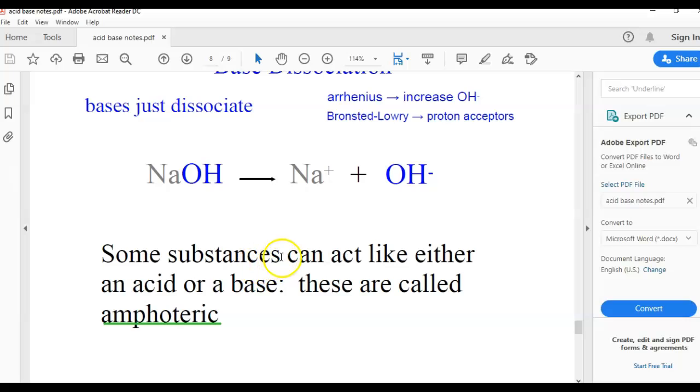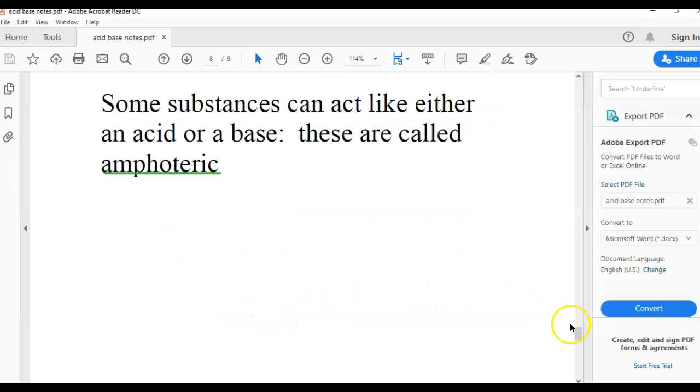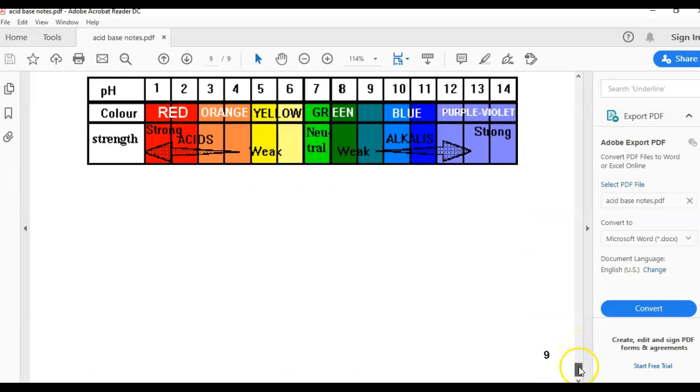Some substances can act either as a base or an acid. Those are called amphoteric. Ampho meaning the Greek prefix for both, as in amphibians. You've seen these pictures before.